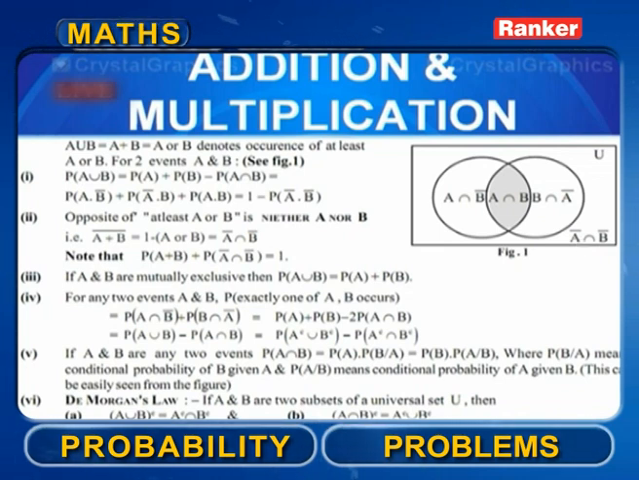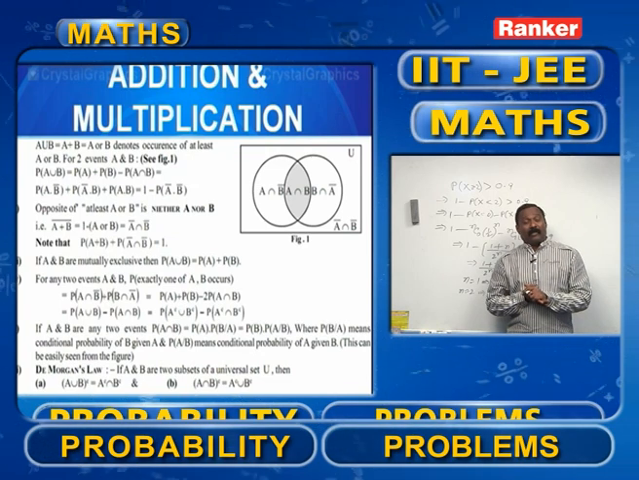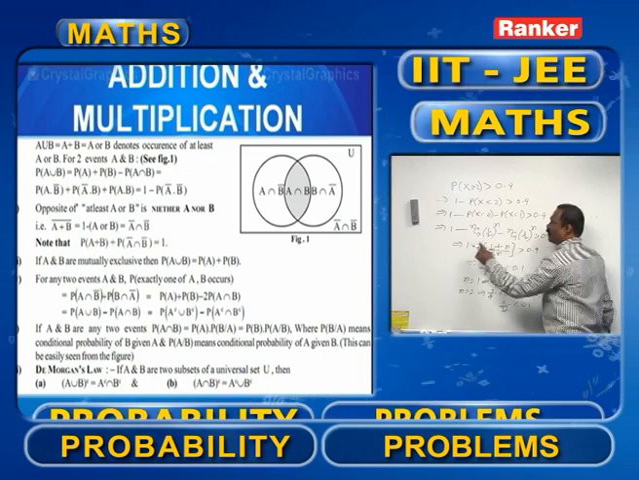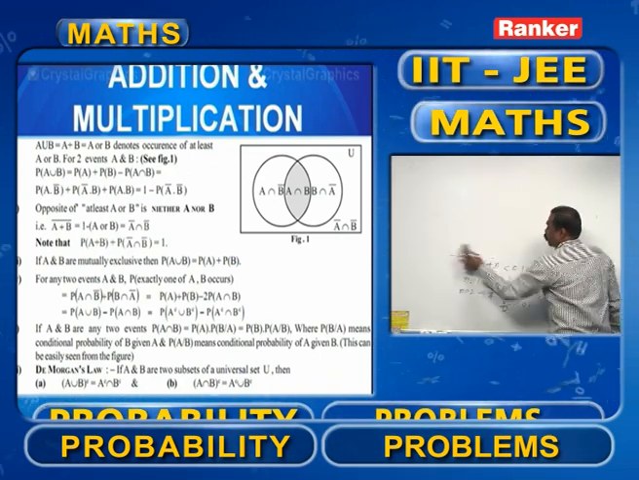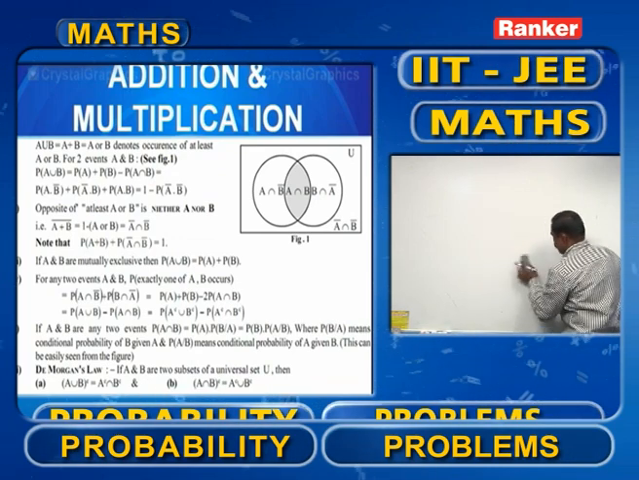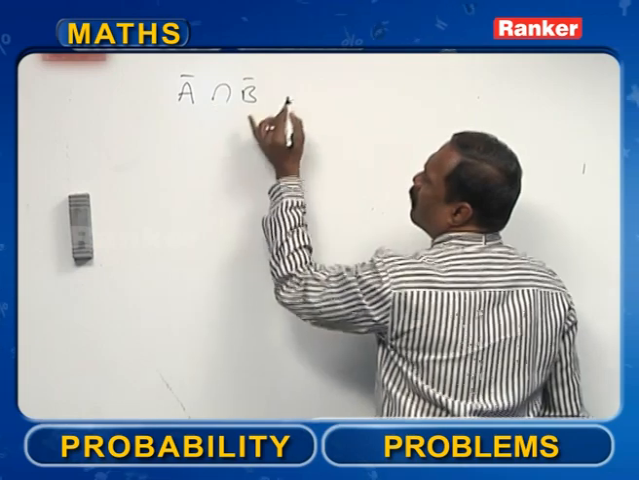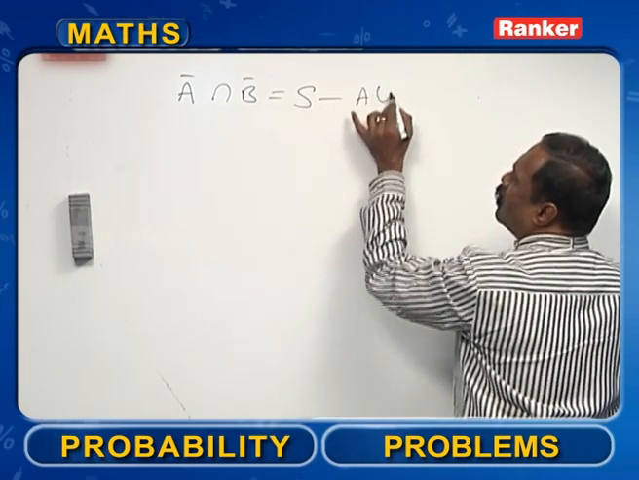Neither A occurs nor B occurs is nothing but the outside place of that circle. Are you looking at the diagram there? A bar intersection B bar is what? Neither A occurs nor B occurs means none of them occur. That means A bar intersection B bar is nothing but sample space minus A union B.